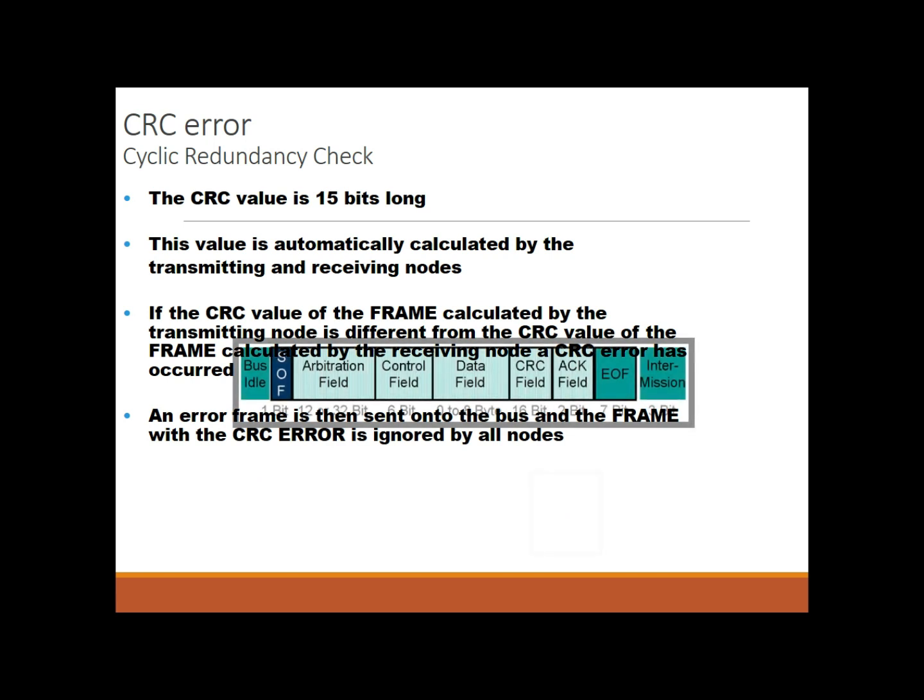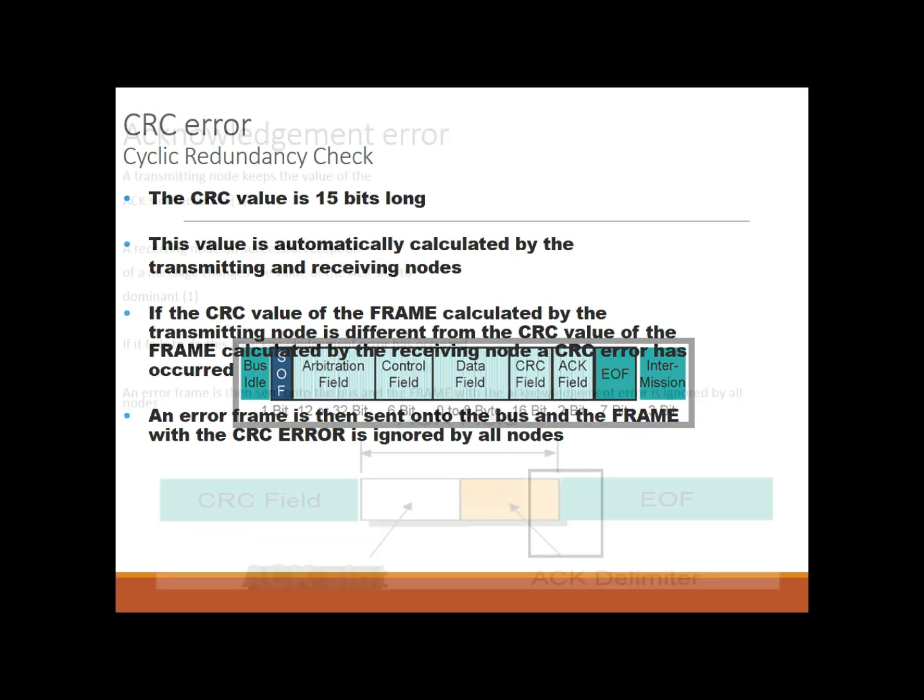Next, coming to the CRC error. What is CRC? Cyclic redundancy check. The CRC value is 15 bits long. This value is automatically calculated by the transmitting and receiving nodes. If the CRC value of the frame calculated by the receiver is different from the one calculated by the transmitter, a CRC error has occurred in the frame. This CRC calculation mainly uses polynomial theory. Based on that polynomial calculation, the CRC is computed. You can go through online to see how polynomials are used in the CAN protocol.